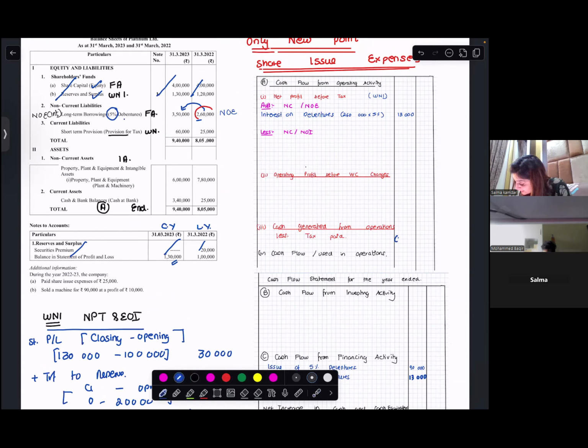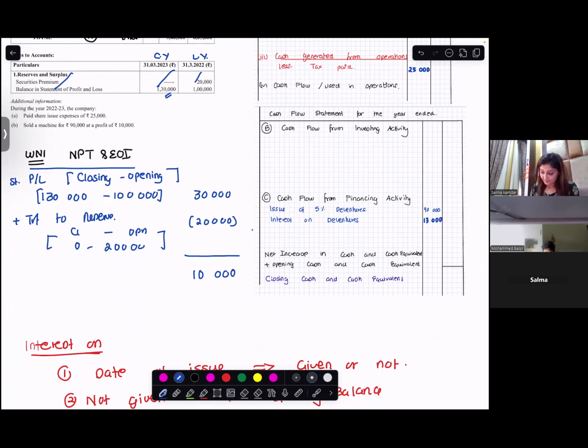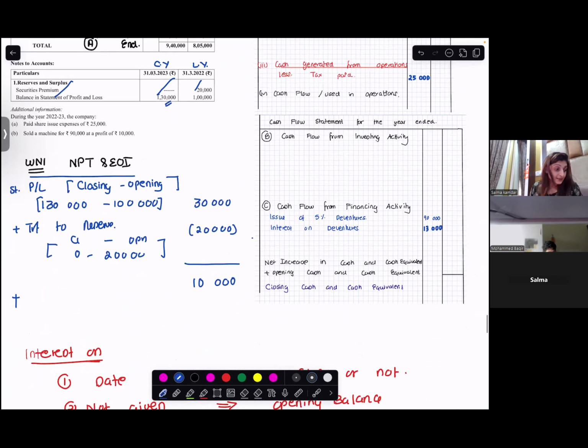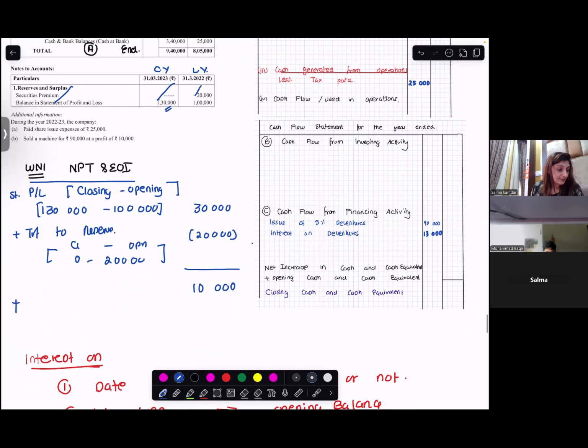Where does tax paid go? In my cash flow statement, under operating activities. And taxation for the year, where will it go? Provision for tax for the current year goes in your working note number one. So I will write provision for tax for the current year. How much is it? 60,000.